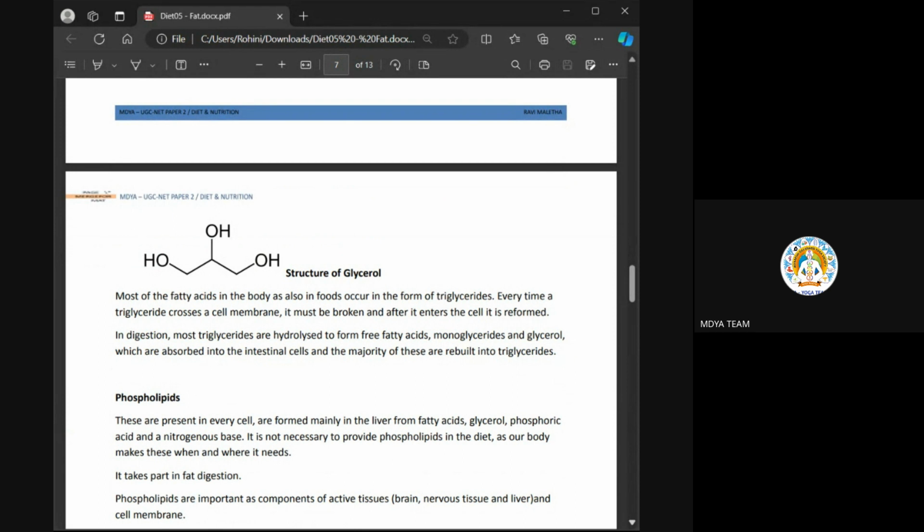These are the types of glycerides and fatty acids found in our body. Lipids, or fatty acids, are found in our body in various forms. First of all, it's a triglyceride. Every time a glyceride crosses a cell membrane, whenever it enters the body, it must be broken down. Then after it enters the cell, it is reformed. So it should be broken before entering our cell.